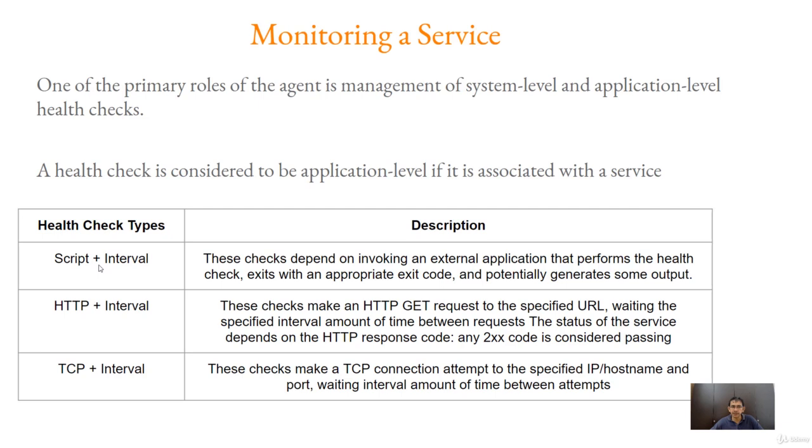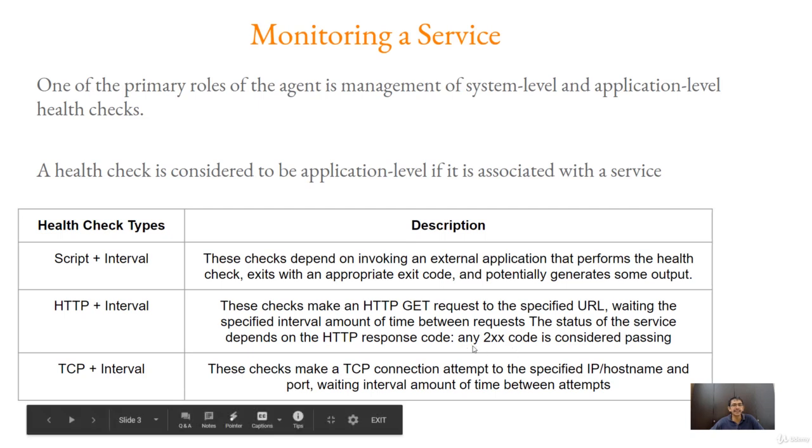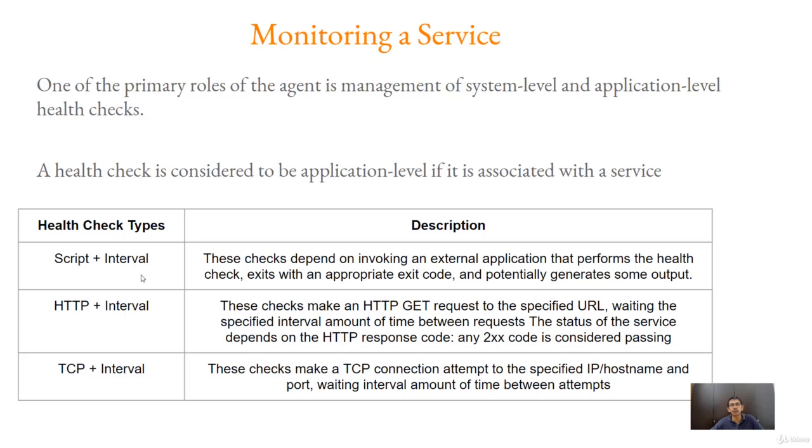Script plus interval checks depend on invoking an external application that performs the health check, exits with an appropriate exit code, and potentially generates some output. Your external application can be anything: curl, wget, or any other script that you want to implement. Second is HTTP plus interval, where you send an HTTP GET request, and if the response code is 2xx, it is considered passing. And TCP plus interval, where you send a TCP connection request to a specific IP. There are multiple other health check types as well, but we are keeping it simple to just get an overview of what it might look like.